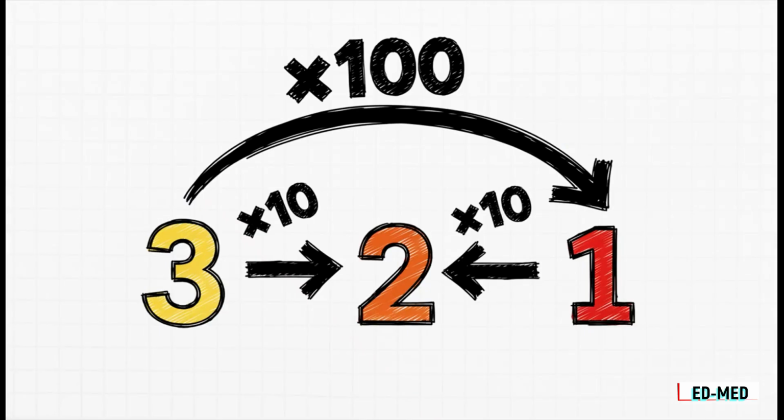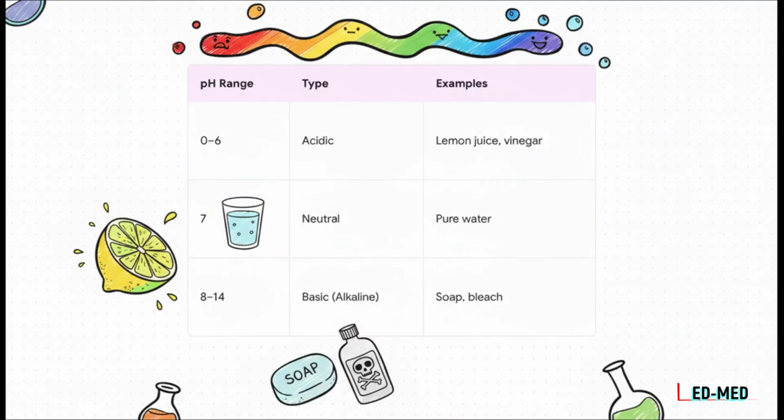And here's why. The pH scale is what we call logarithmic. That's the secret. Every single number you move on the scale represents a times 10-fold change. So going from a pH of 3 to 2 means it's 10 times more acidic. And going from 2 to 1 is another 10 times more. So 10 times 10, that's 100. Mind-blowing, right?